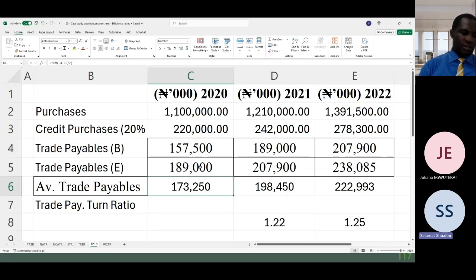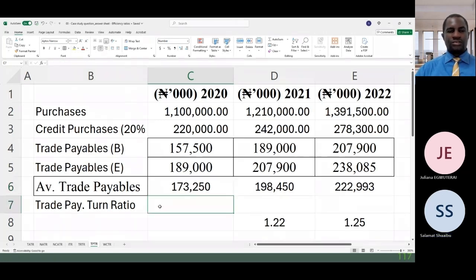Okay. Calculating my average by 2, I have 173,250. Yes. So let me see. Yeah, so check again. Okay, I've gotten it. Yes, 173,250. Okay, kindly validate for 2021 and 2022.